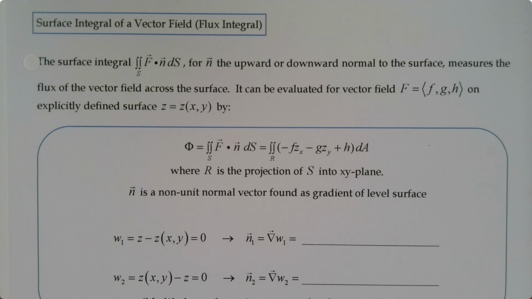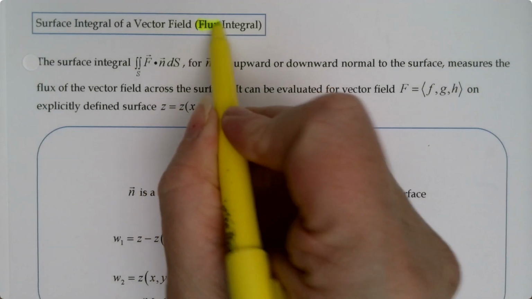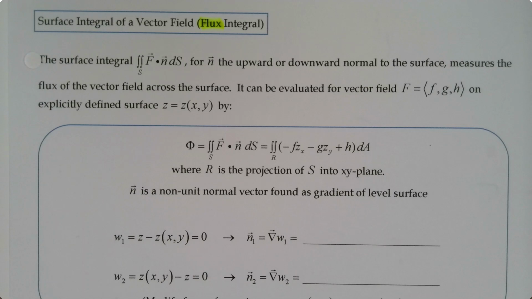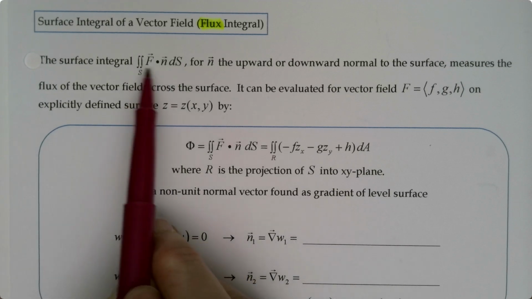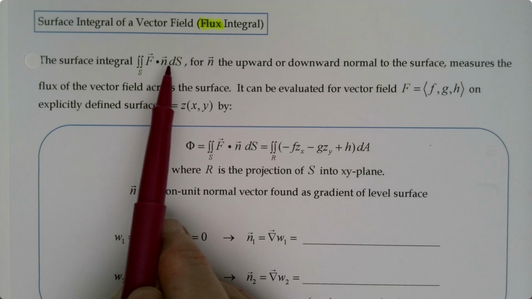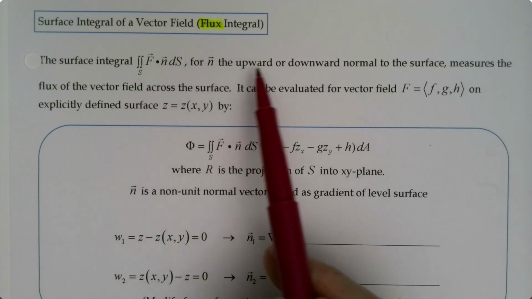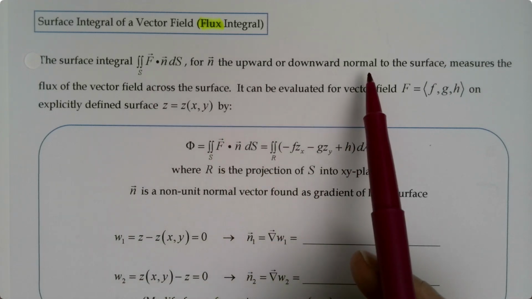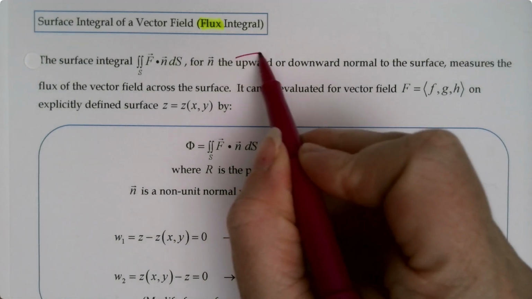So now we're going to find the surface integral of a vector field, and this is going to turn out to be a flux integral. Circulation integrals don't make any sense in this context, so we're going to have to think about it in terms of flux. Now the surface integral, the double integral over the surface of F dot n dS, where n is either going to be the upward or downward normal. So we're actually going to have to choose every time.